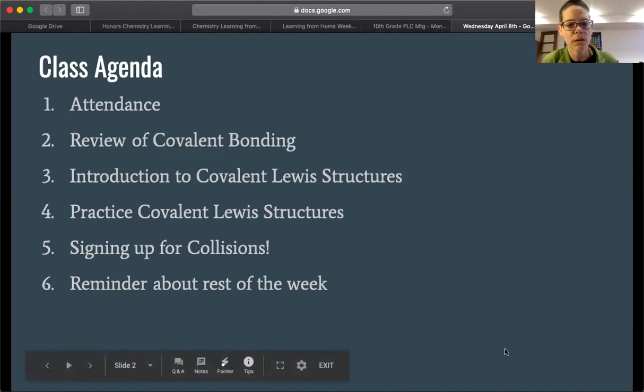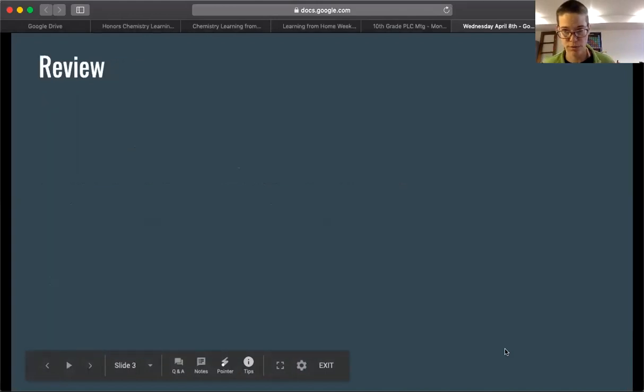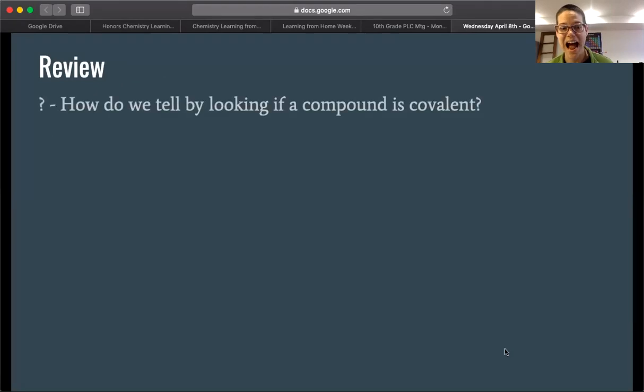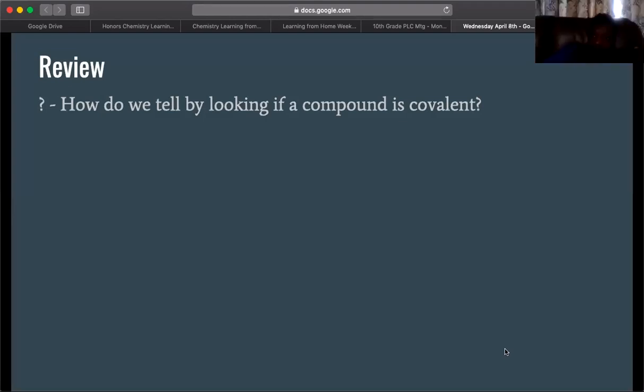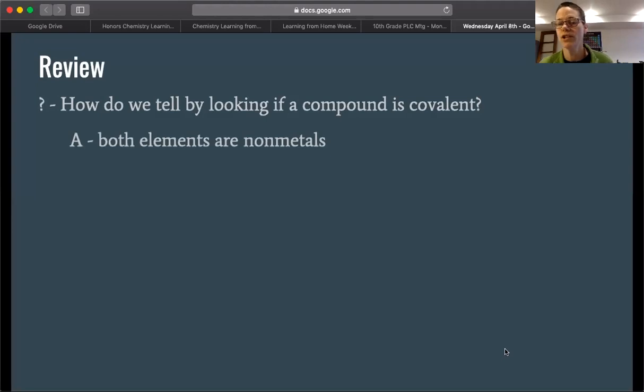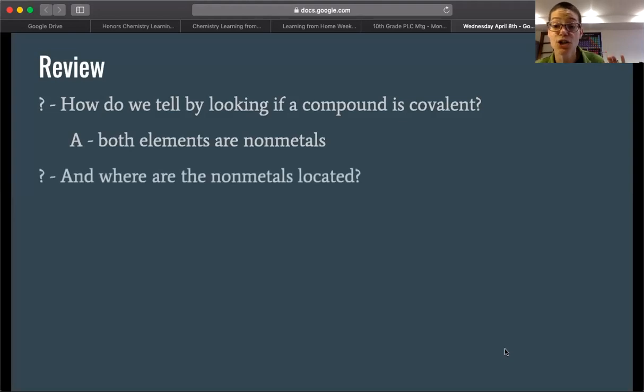So moving on. As a review, this should all be review. How can you tell by looking at a compound if it is a covalent compound? What kind of elements are there? If they are both nonmetals. Okay, so we know we have a covalent compound if we have both nonmetals. So then the question is, on my periodic table, where are the nonmetals? On the right.